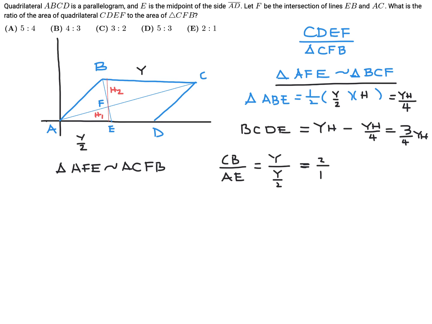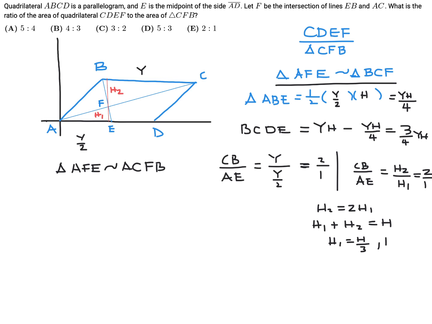And then also CB over AE is H2 over H1, and that's also 2 over 1. So that basically means that H2 is equal to 2H1, which helps a lot. And we also know that H1 plus H2 is equal to the big H. So when we sub this in, H1 is equal to H over 3, and H2 is equal to 2 over 3 times H.